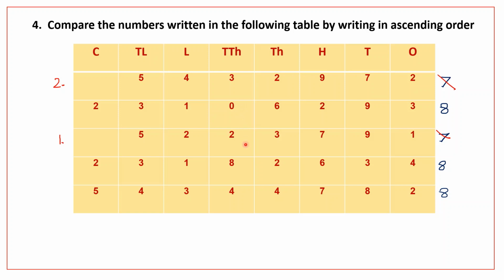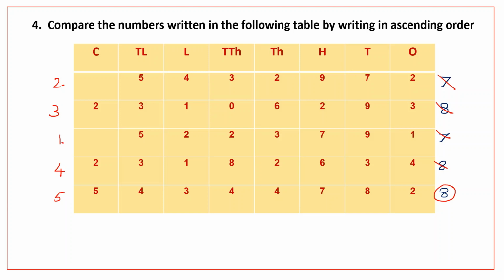So 0 and 8, which is the smaller one? 0 is the smaller one. So this will come third. So this number is third and this one is the fourth number. So we have eliminated 8 and 8 here. So we only have this one left. So that will be the fifth number. So now we have got our numbers in order. We have 1, 2, 3, 4 and 5.